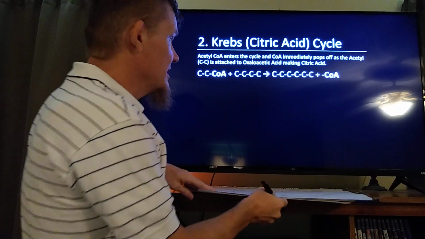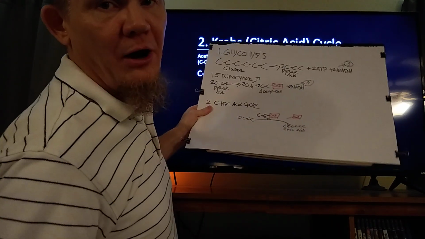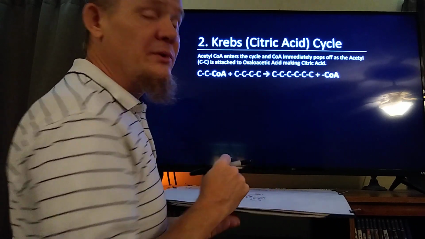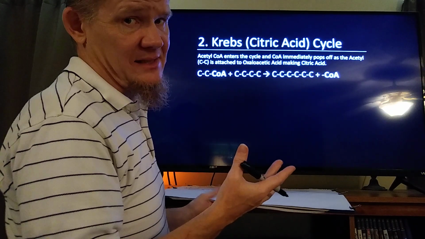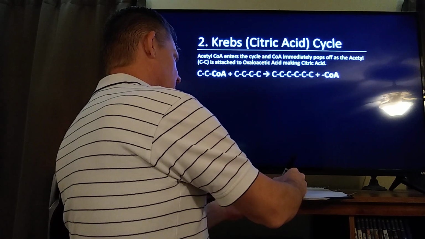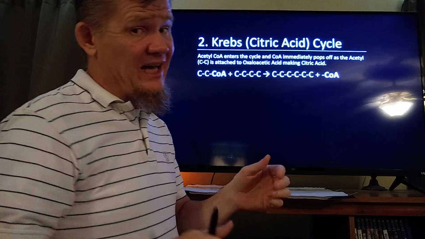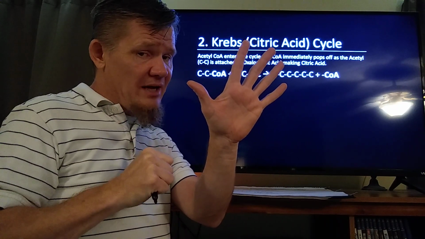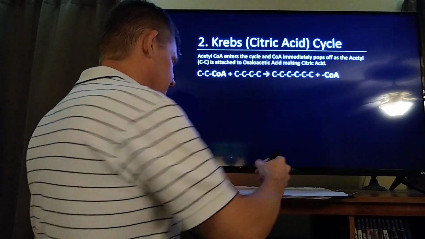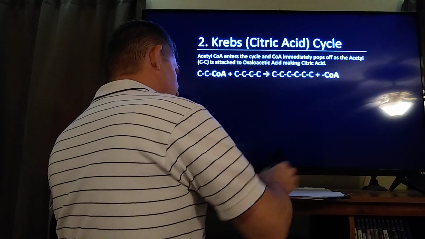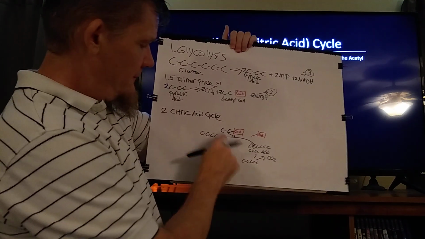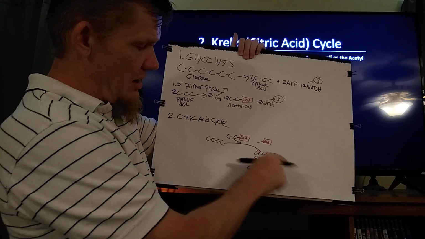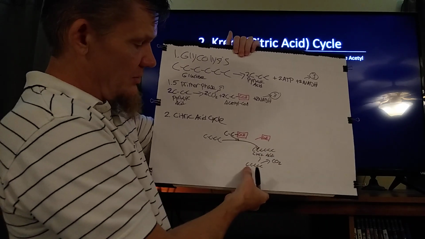Now that we've got our 2 carbons in, what we're going to do is immediately cut one off. We cut off a carbon. What do we release carbons as when we cut them off in this process? We release them as carbon dioxide. If I have 6 carbons and I cut one off, how many carbons do I have left? 5. Four carbons plus 2 equals 6. That one's called citric acid. I cut one of those off and release carbon dioxide, so I'm left with 5 carbons.